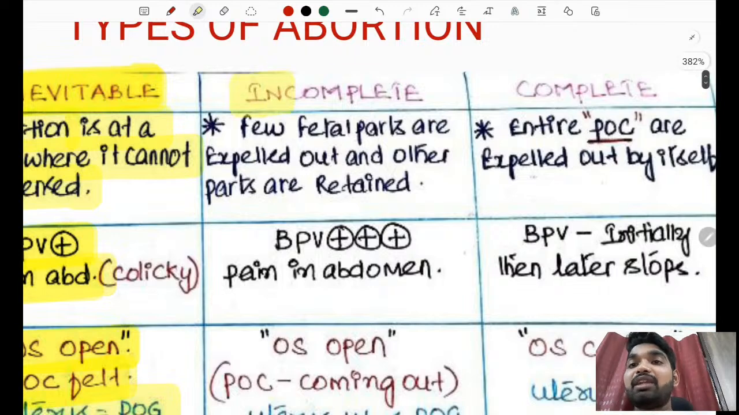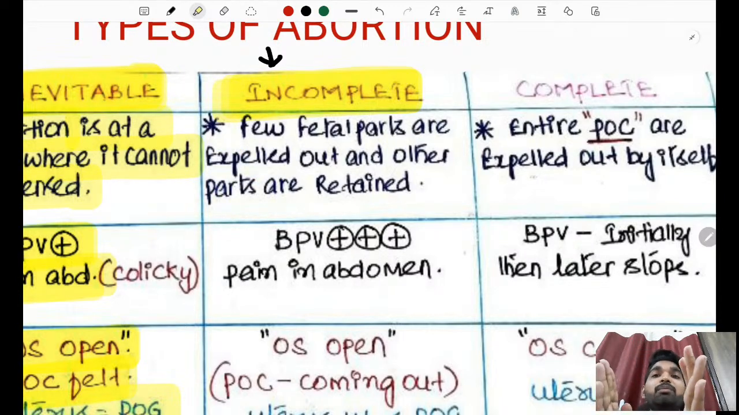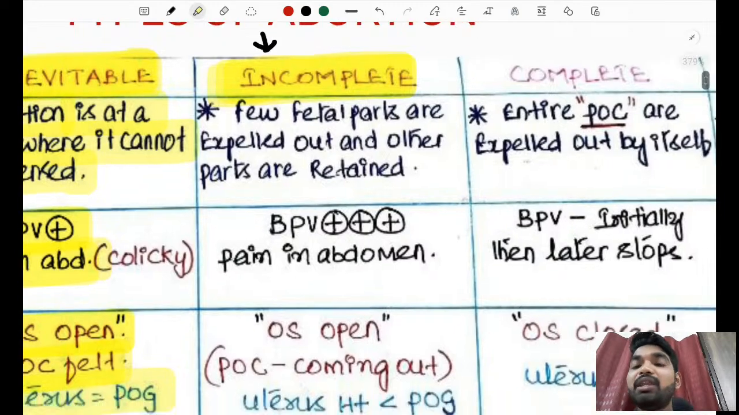Next, coming to incomplete abortion. The name itself says it is incomplete abortion. Here the abortion has started and the fetal parts have started expelling out. In incomplete abortion, a few fetal parts are retained inside and a few fetal parts are expelled out. That is incomplete abortion. Very easy, self-explanatory, right?